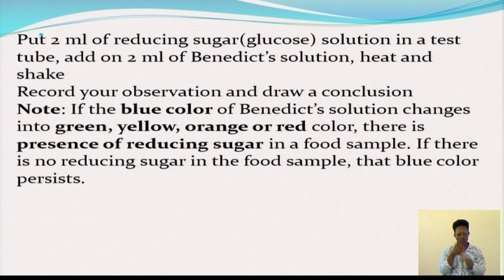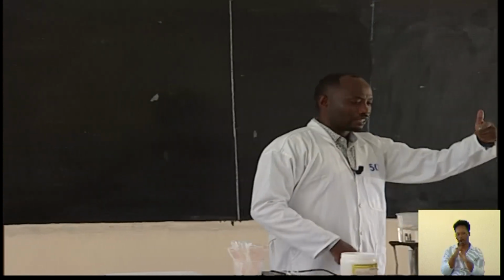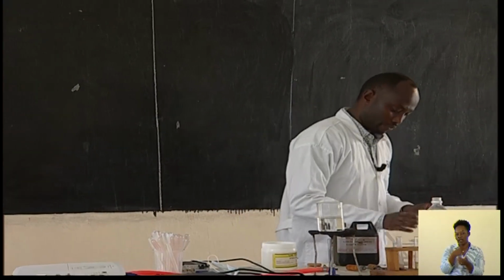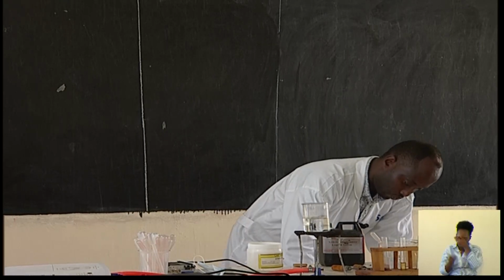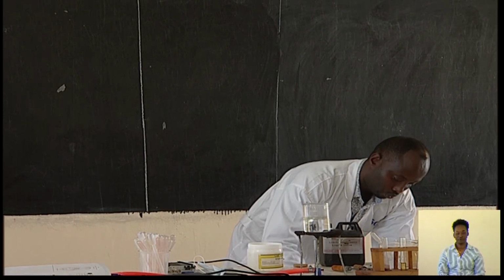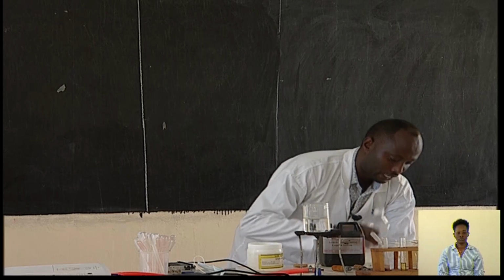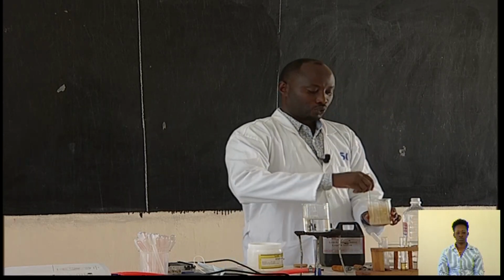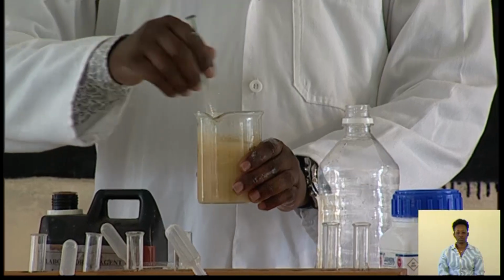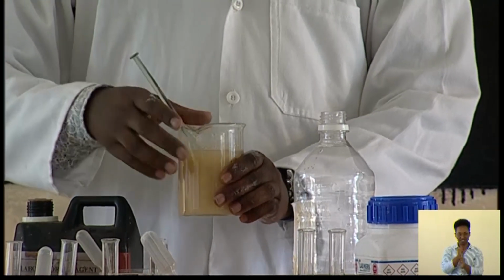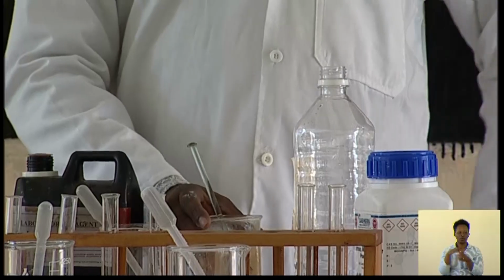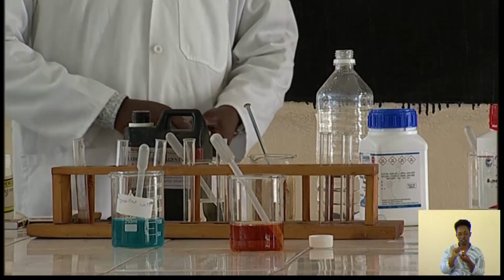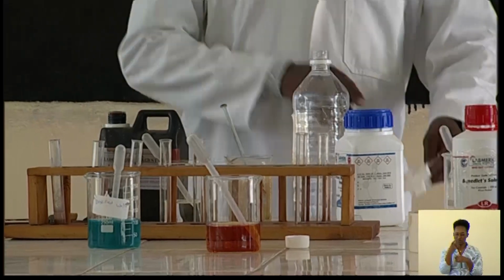Quickly, let me just do the experiment of how we can test. As you see, I have something here in front of me. I'll be trying to do the experiment clearly, and everybody can just observe. This is a crushed biscuit. Now I'm going to test whether the biscuit surely contains reducing sugars.